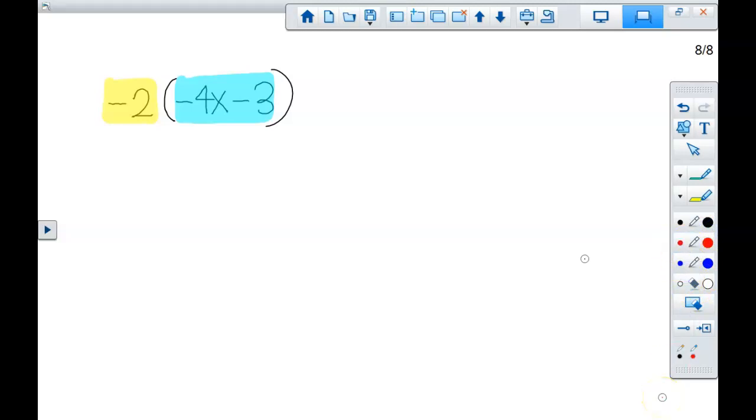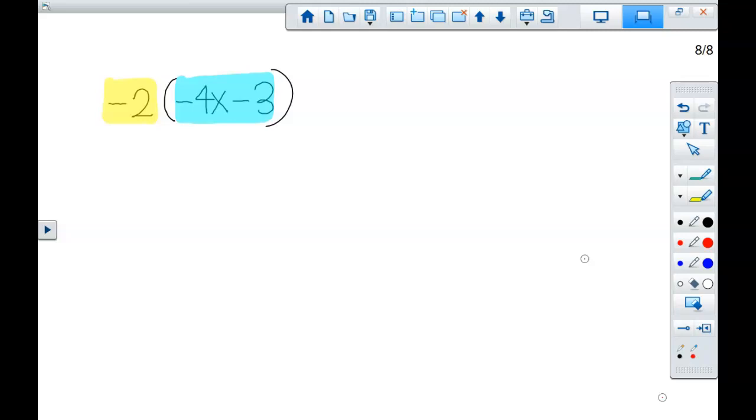Distributive property tells me... May I have your attention, please? At this time, the cafeteria will be serving taco salad, so if you wish to eat in the cafeteria today, you must make your way to the cafeteria at this time.